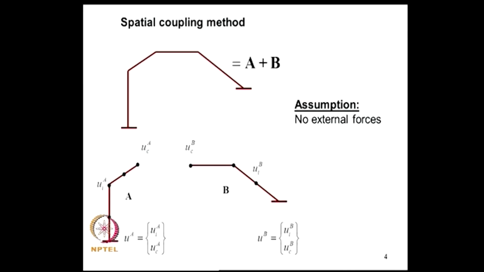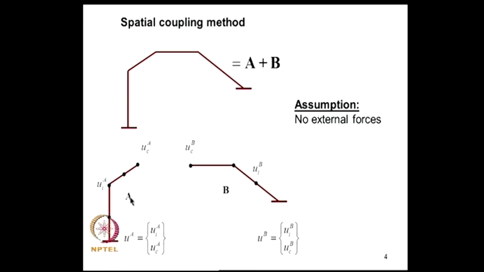So, we will start with the discussion on spatial coupling method. We will restrict our discussion by and large to free vibration analysis. Suppose this is a built up structure and I assume that this built up structure is made up of two substructures A and B. So, this built up structure is made up of A plus B, so this plus operation is combining these two systems.